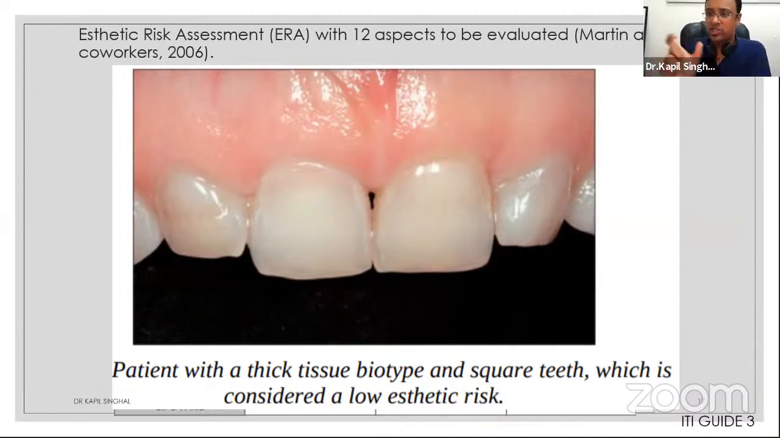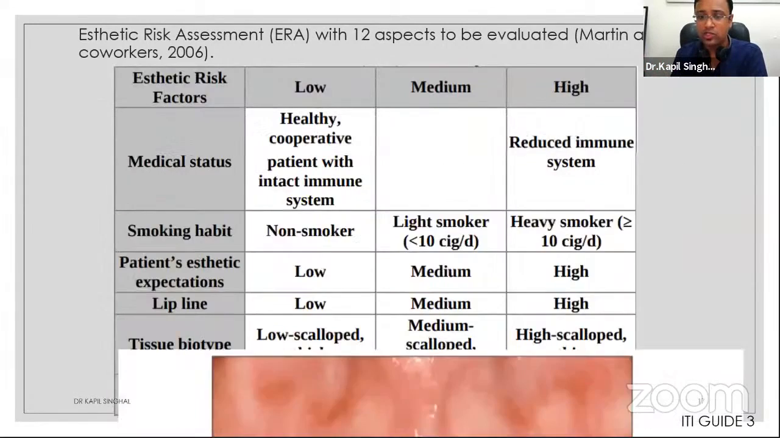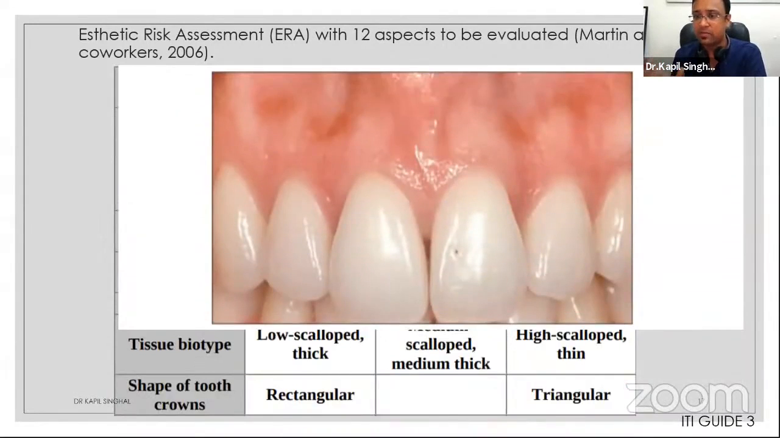Next, the tooth shape. If you see a patient with a squarish tooth shape, these are low risk patients. A patient with a triangular tooth shape is a high risk patient, because generally it has been seen that patients with triangular tooth shape have thin biotype. So these are some important things that you can evaluate when the patient walks into the clinic and sits on your chair. Before committing to anything, just evaluate: is he a low risk, medium risk, or a high risk patient?